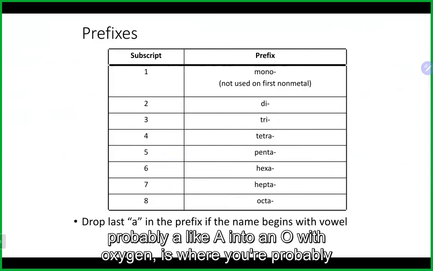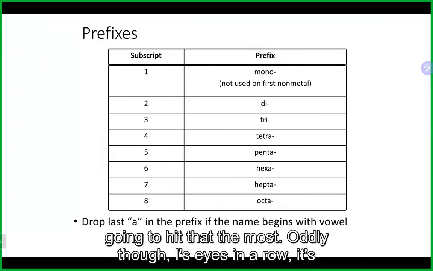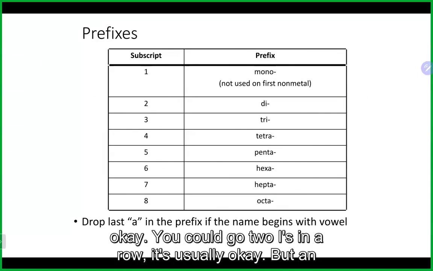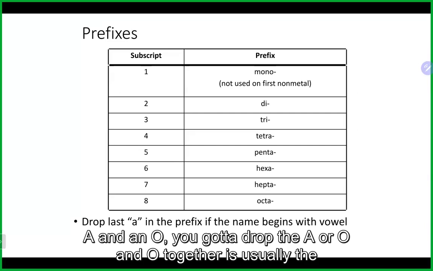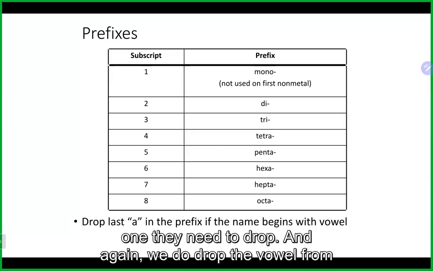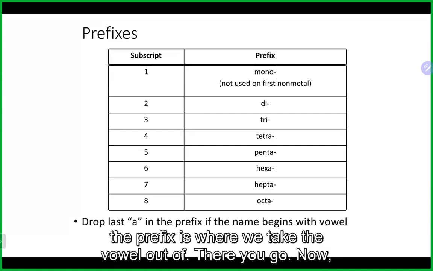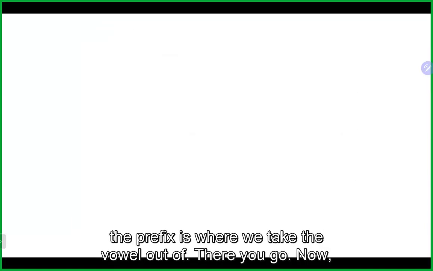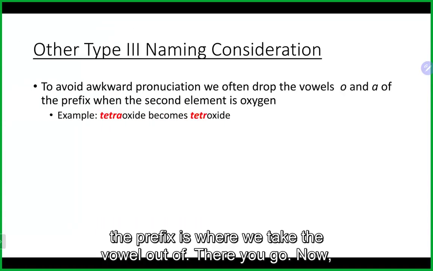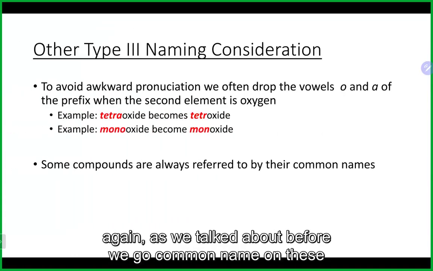I would say probably an A into an O, with oxygen, is where you're going to hit that the most. Oddly though, two I's in a row is okay. So you could go two I's in a row, it's usually okay. But an A and an O, you've got to drop the A, or O and O together is usually the one that you need to drop. And again, we do drop the vowel from the prefix, where we take the vowel out.